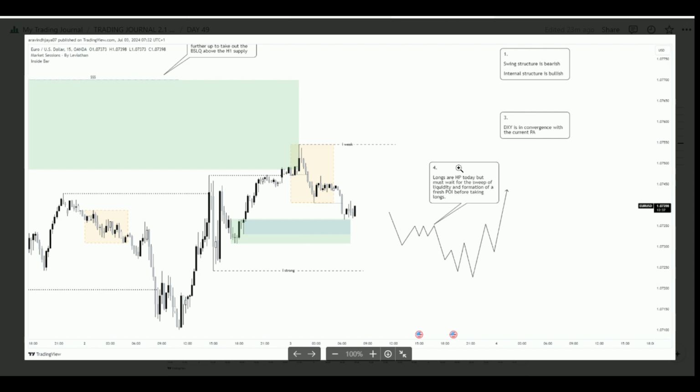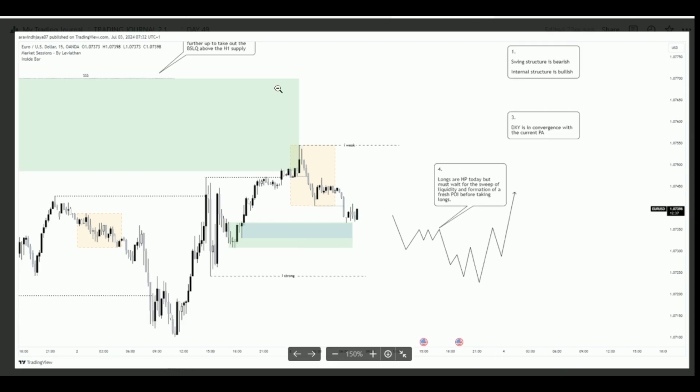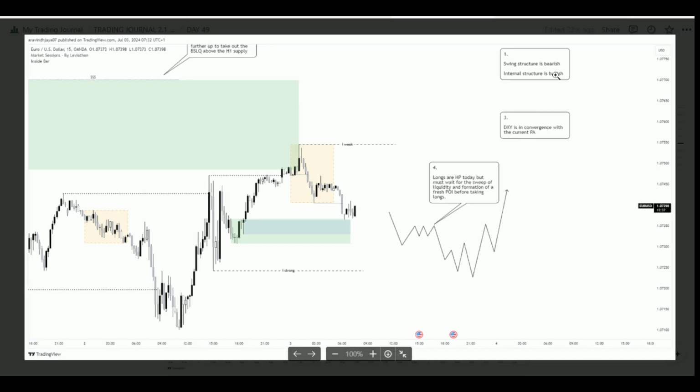So you can see the annotations are the same. Swing structure is bearish and internal structure is bullish. This is the internal structure and it is bullish. I am dealing with this internal structure now. This is the strong internal low and this is the weak internal high, which I am expecting the price to take out. The DXY is in convergence with the current price action. The DXY is not only used to check the divergence, it's also used to check the convergence, to see whether the internal structure is currently moving or not.